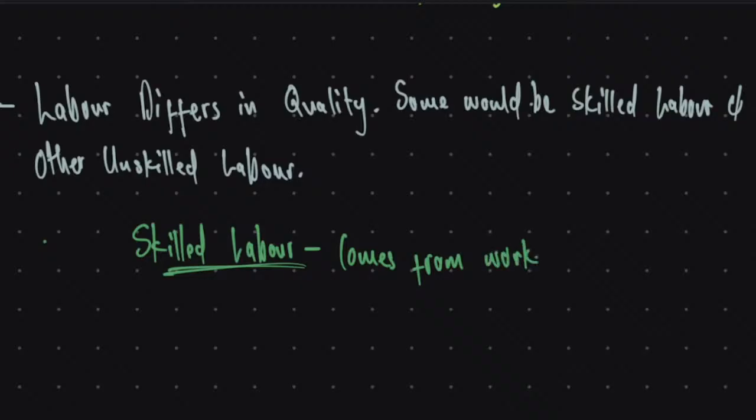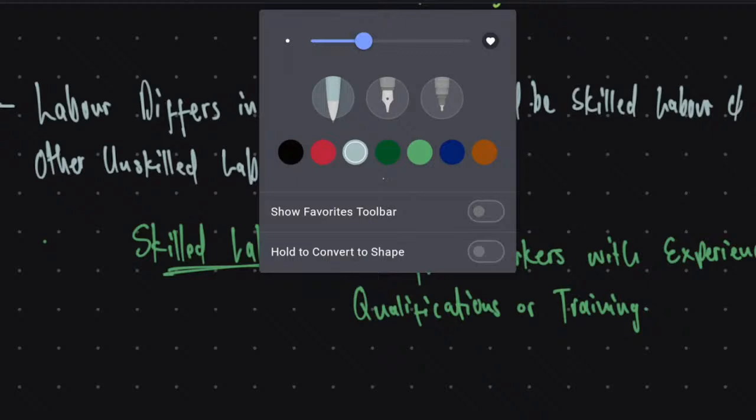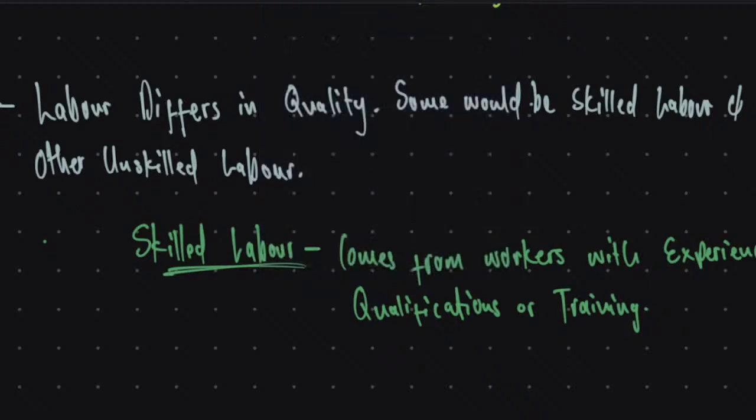workers with experience. Or if you don't have experience, what do you need? Qualifications, degrees. Or if you don't have that, then you must have training, to say, I've been trained to do this job, by so and so. You understand? It's part of skilled labor.